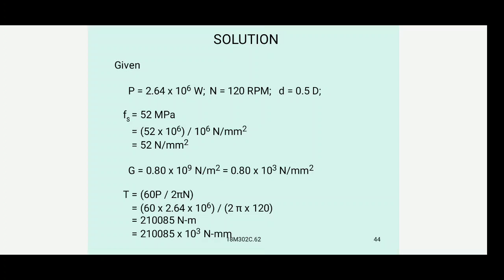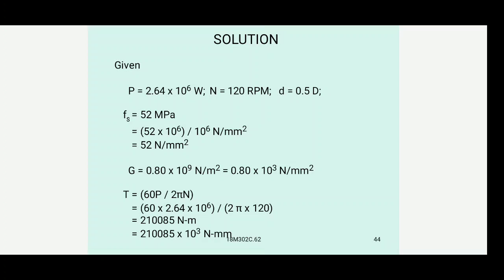Solution: given data, the power is equal to 2.64 into 10 to the power of 6 watts. Speed is equal to 120 rpm. d is equal to 0.8 D. Fs is equal to 52 megapascals, that is 52 into 10 to the power of 6 by 10 to the power of 6, equal to 52 Newton per mm square. Modulus of rigidity G is equal to 0.80 into 10 to the power of 9 Newton per meter square, that is equal to 0.80 into 10 cube Newton per mm square.